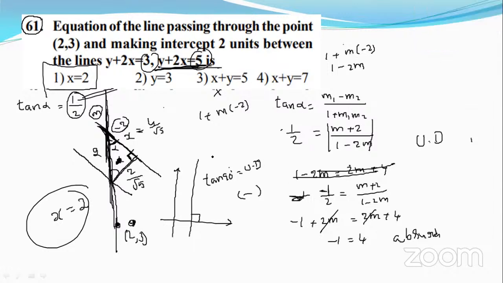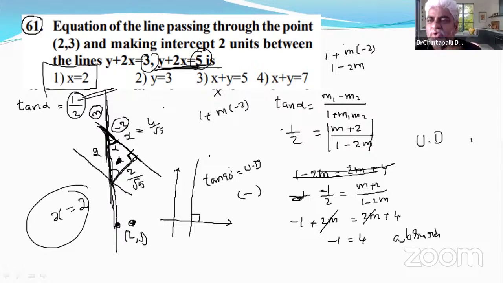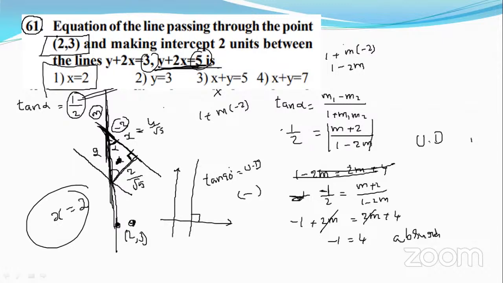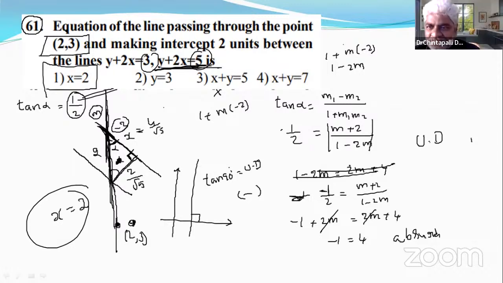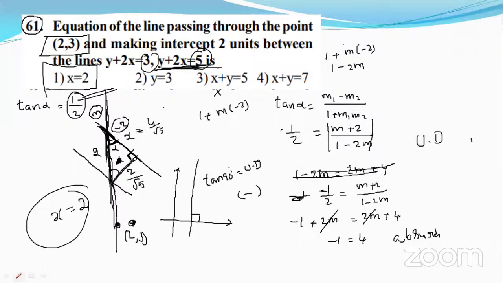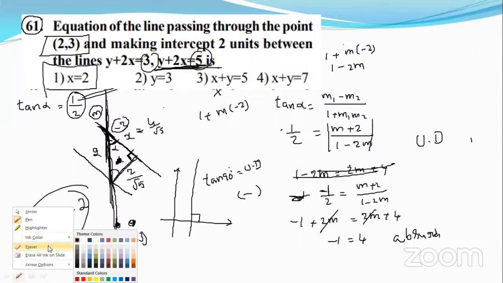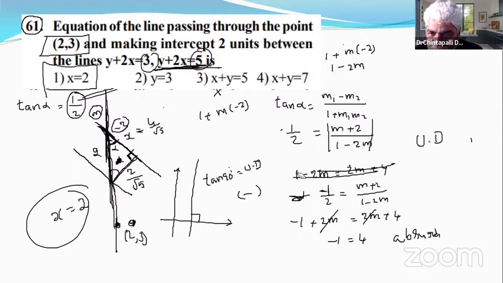The equation of any vertical line is x is equal to the x coordinate of any point on it. We know one point, that is 2, 3. Finally, the equation of the required line is x is equal to 2. And yes, there is a twist for this sum. Of course, x is equal to 2 is the correct answer. But there is an interesting twist in this question.